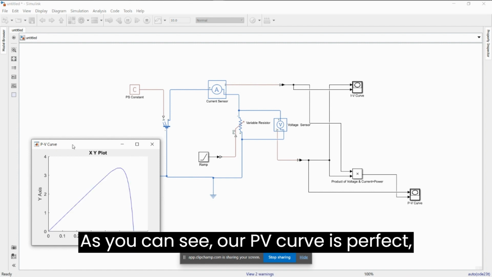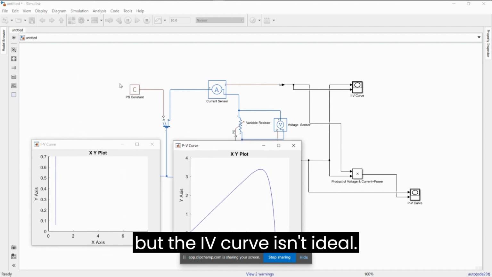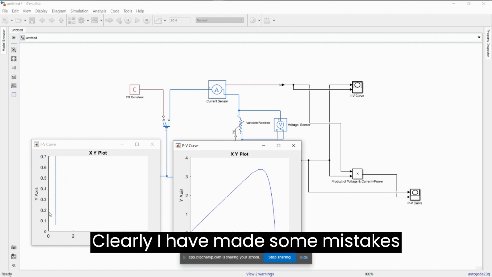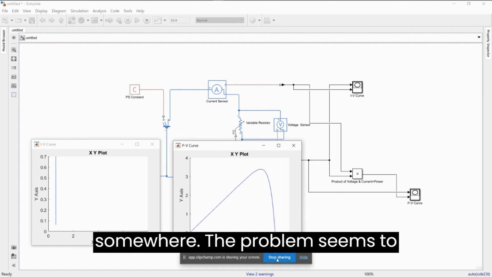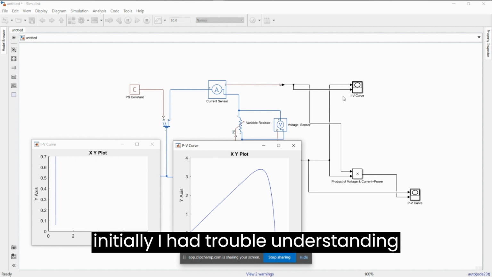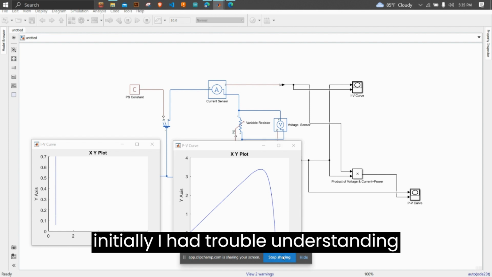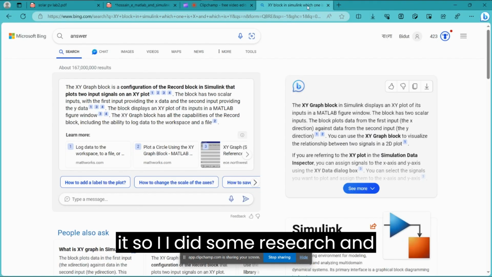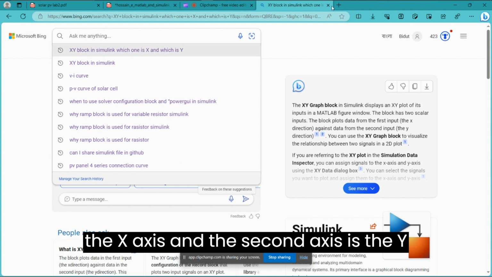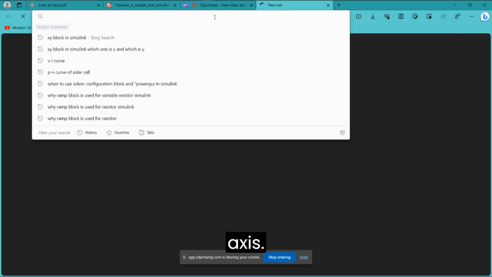As you can see, our PV curve is perfect, but the IV curve isn't ideal. Clearly, I have made some mistakes somewhere. The problem seems to be in the XY graph block. Initially, I had trouble understanding it, so I did some research and found out that the first axis represents the x-axis and the second axis is the y-axis.